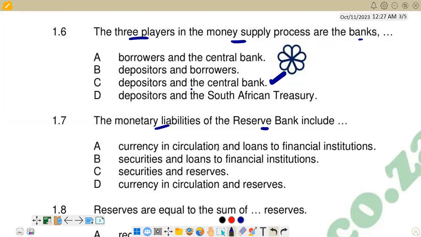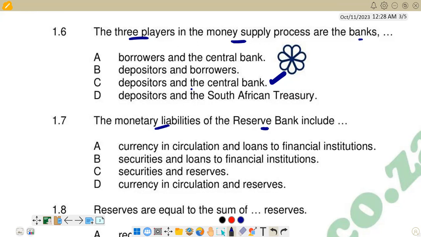Then we go to the second one, which is loans to financial institutions. These loans to financial institutions come from the central bank. The central bank issues the loans to the financial institutions. Financial institutions go and borrow money from the central bank. So the money belongs to the central bank, so they are assets to the central bank. They are not liabilities. So that one is out. That makes A out. Then B, you also have loans to financial institutions on B.